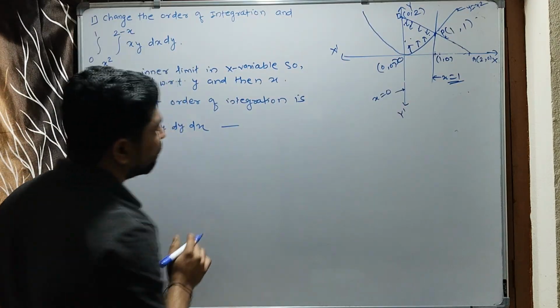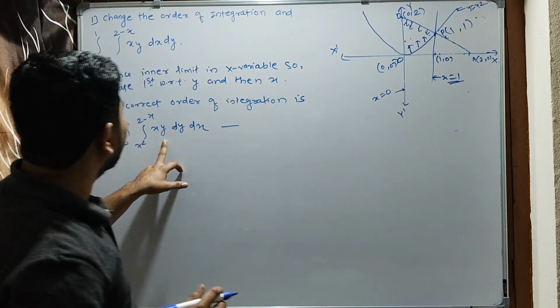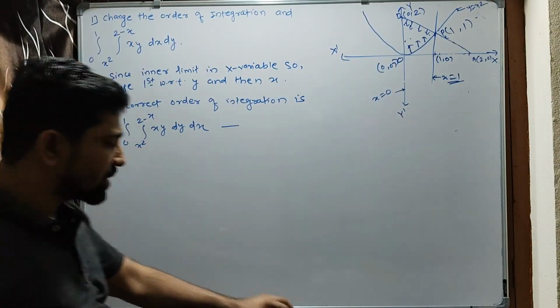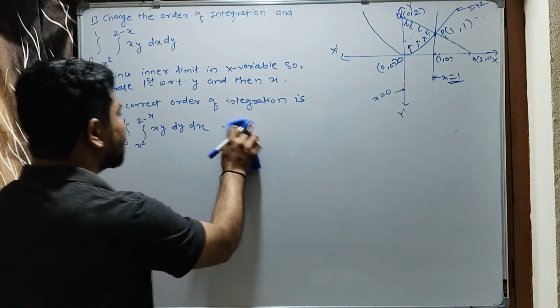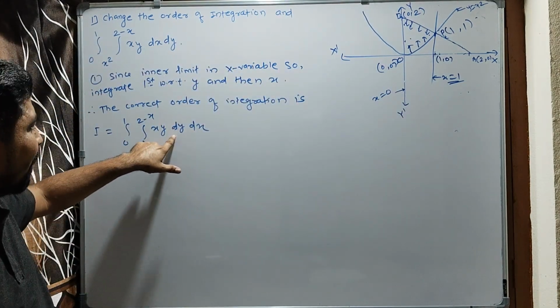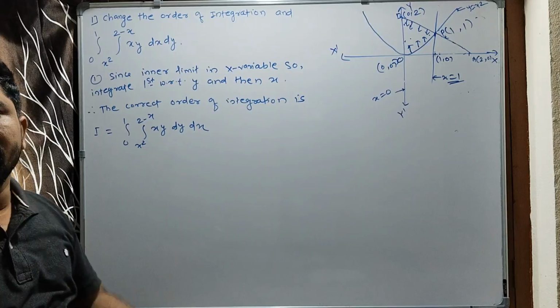So this is the correct form of my order of integration with respect to this limit in terms of x variable, that is dy dx. Now I want to change this order. I want to change the order of my integration from dy dx to dx dy.